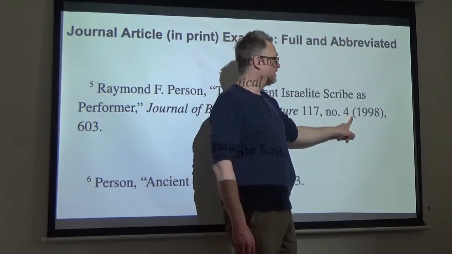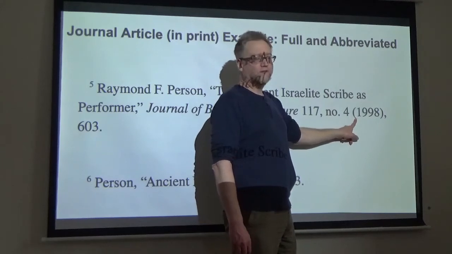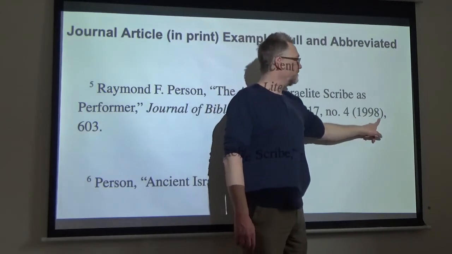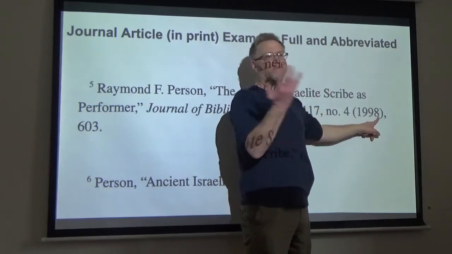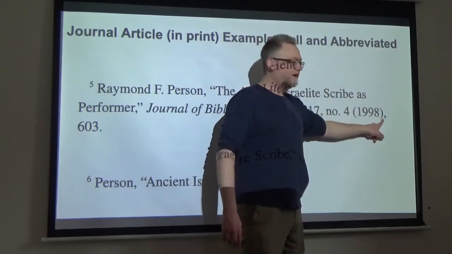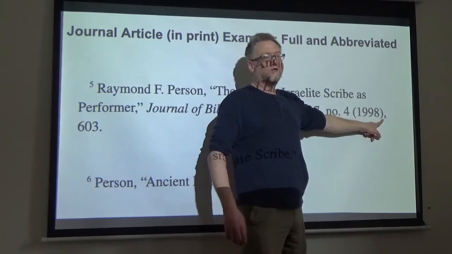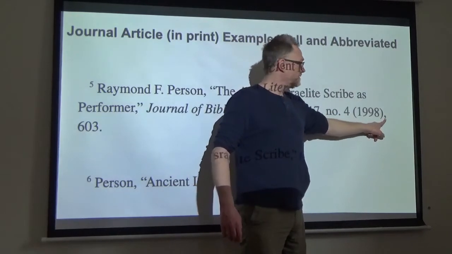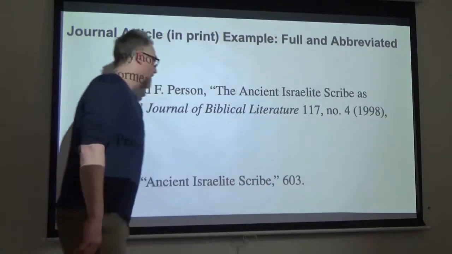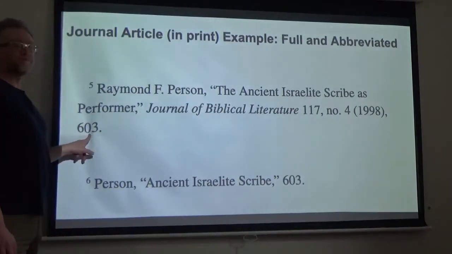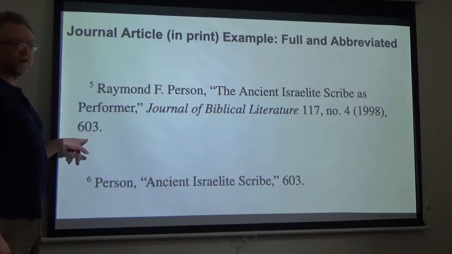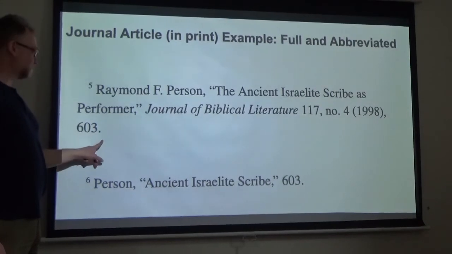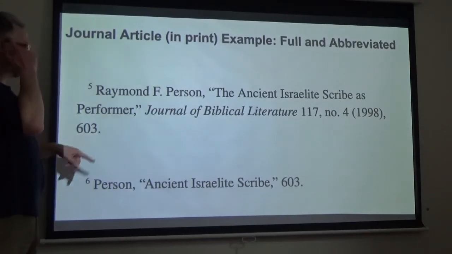And then you have a space, and then an open parenthesis, and then you have the date, and here is the year. And then you have what? The close parenthesis. Then you have what? A comma, and then you have what? The page number. And what else? A period. Okay.